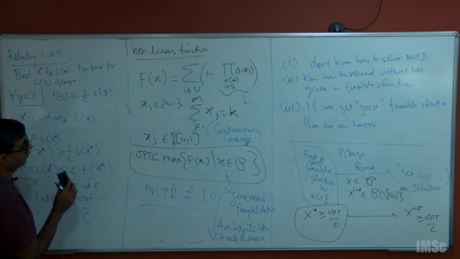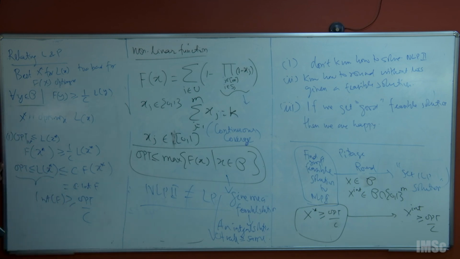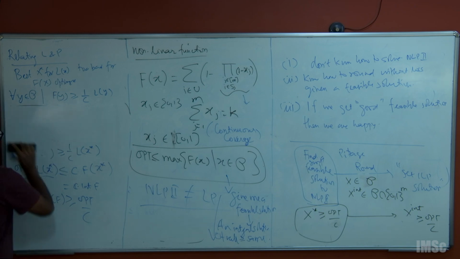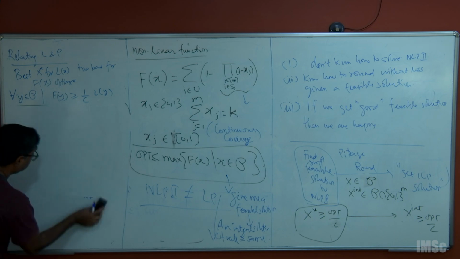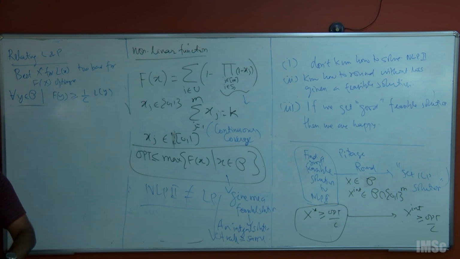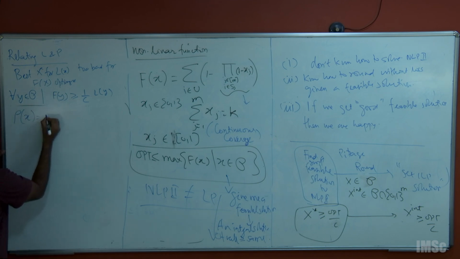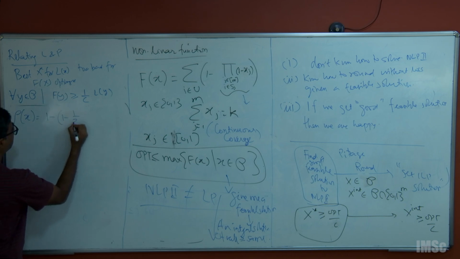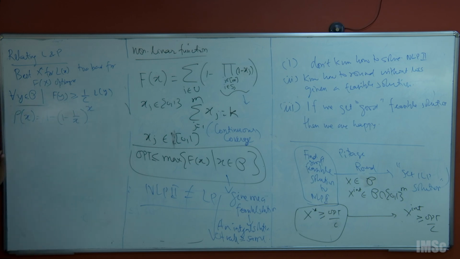No, I'll fix it. Okay, it's not like this. So now let's see. Let's fix the function. I'm going to define rho of x equal to 1 minus 1 by x to the power x. This is the function I'm going to define. This is my rho function.